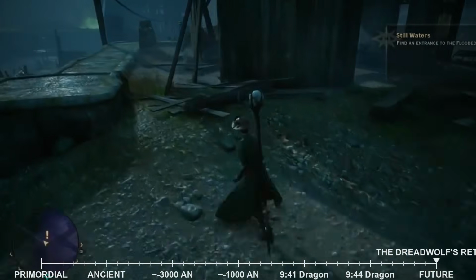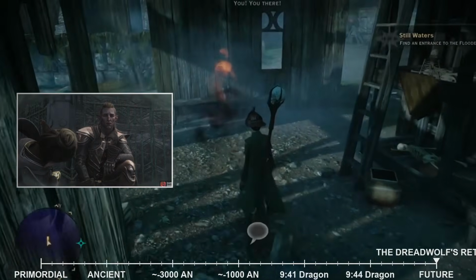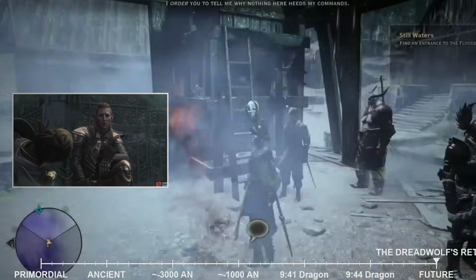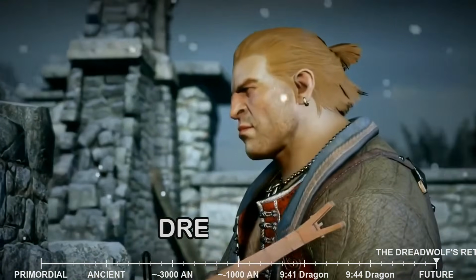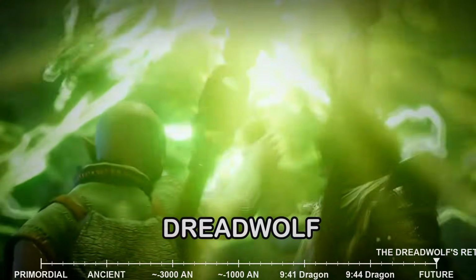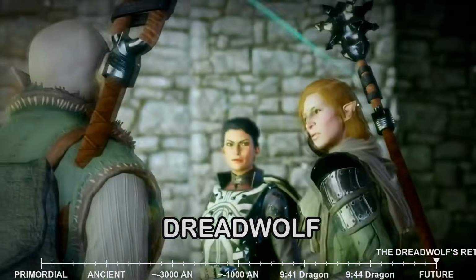The Dreadwolf's ambition, fueled by ancient grief and a longing for a lost world, places the entire future of Thedas in jeopardy, making Dragon Age: Dreadwolf a pivotal chapter in the saga, one that promises to irrevocably change the world we have come to know.